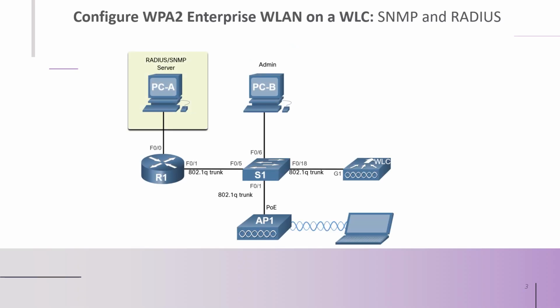Here in the figure shown on the slide, we have a PCA that is running Simple Network Management Protocol, SNMP, and RADIUS server software. Simple Network Management Protocol is used to monitor the network. The network administrator wants the wireless controller to forward all the Simple Network Management Protocol log messages, called traps, to the Simple Network Management Protocol server.